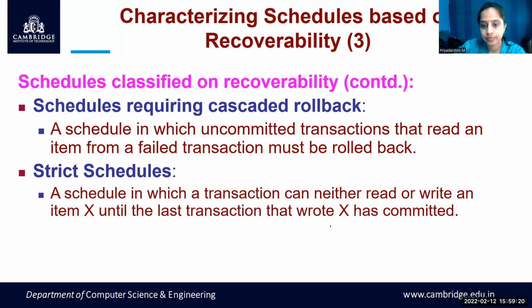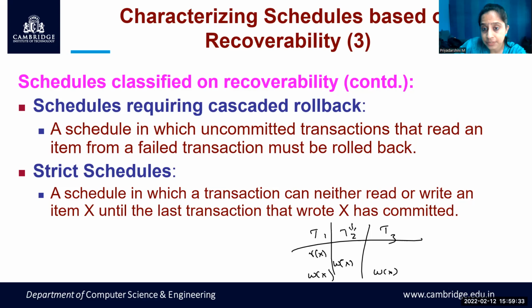Correct? You agree with that? So T1, T2, T3, T1 and T3 are going fine, right? But if T2 is failed, after write of X of T2, T3 has read the data. So that means T3 is dependent on T2's updated data. So T3 has read the wrong data if it is failed and it is aborted.